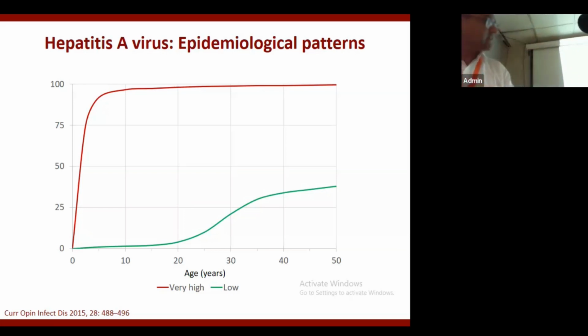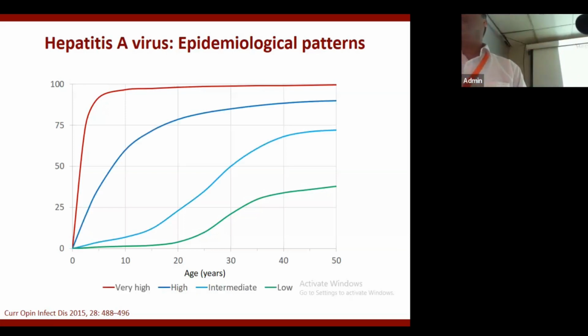And every other country is lying between them. So we are at one extreme where vaccination for hepatitis A is to be given in childhood, and the US and Europe are at the other extreme where vaccination has to be given in adult age also.